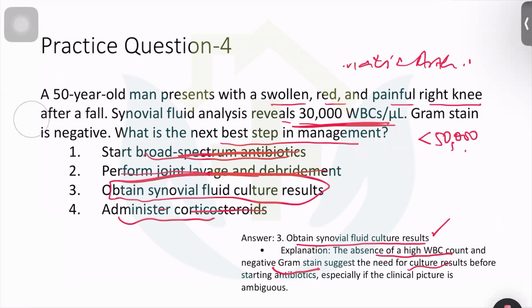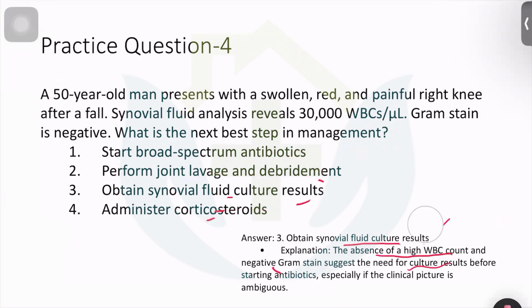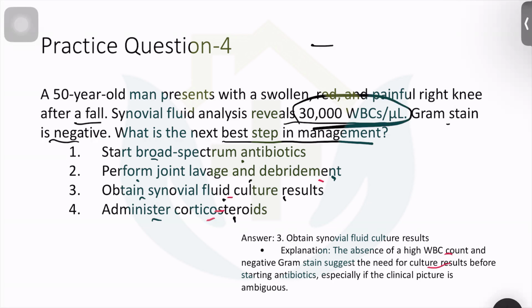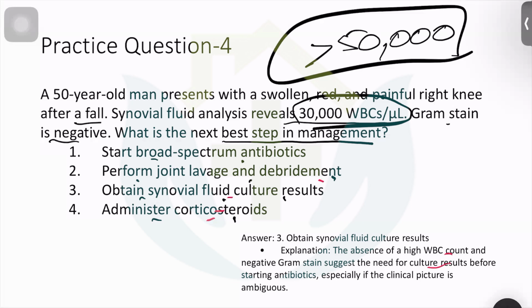Practice question number 4. A 50-year-old man comes with a swollen, red, painful right knee after a fall. Synovial fluid shows 30,000 WBCs. Gram stain is negative. What is the next best step in the management? Start broad spectrum antibiotic, perform joint lavage and debridement, obtain synovial fluid culture, administer steroids. Synovial fluid analysis, 30,000 cells. So it has to be more than 50,000 cells to be made a septic arthritis. So it is not septic.